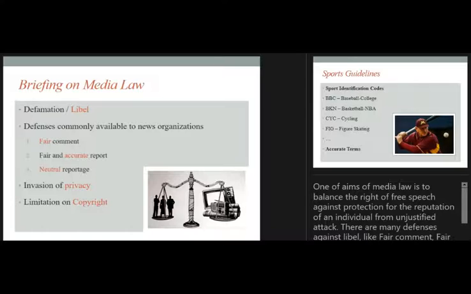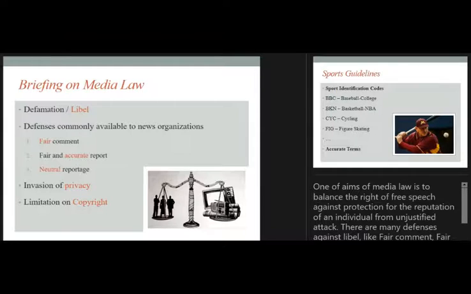Then, a briefing on media law. One of the aims of media law is to balance the right of free speech against the protection of the reputation of an individual from unjustified attack. There are many defenses against libel, like fair comment, fair and accurate report, and neutral reportage.